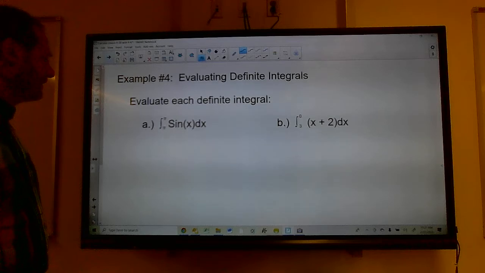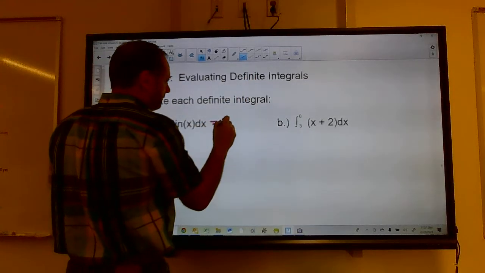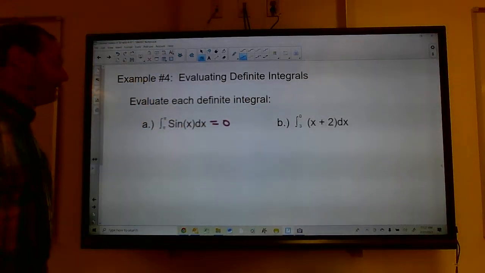So evaluate these. Find the integral from pi to pi of sine x. Okay, that's just 0. You're going from pi to pi. There's nowhere to go.